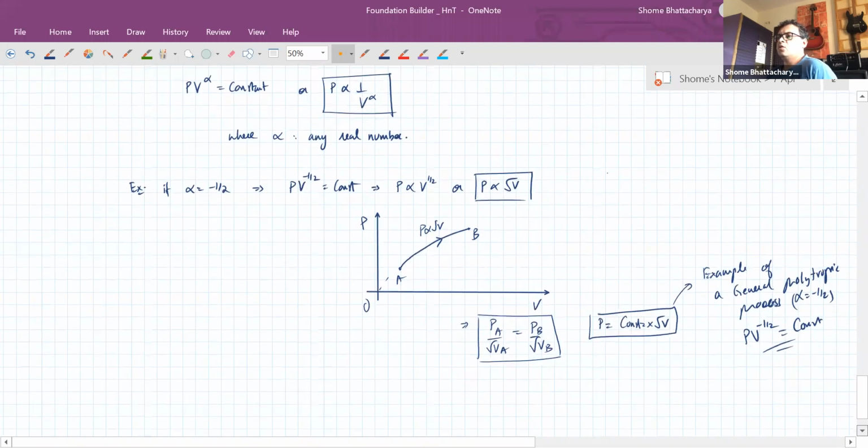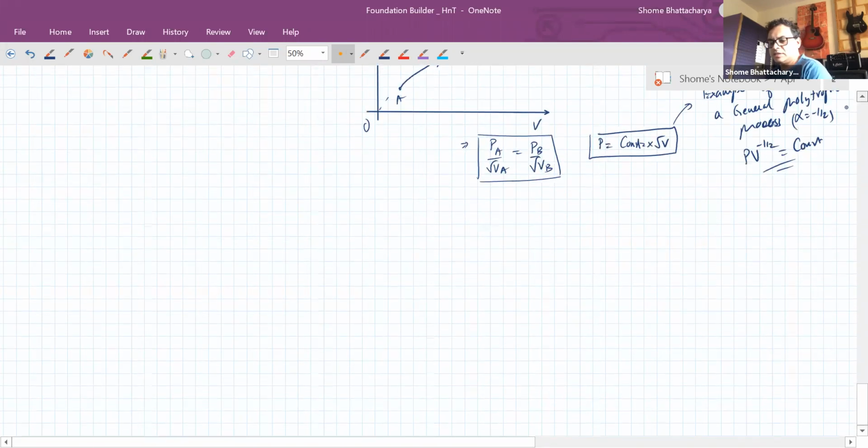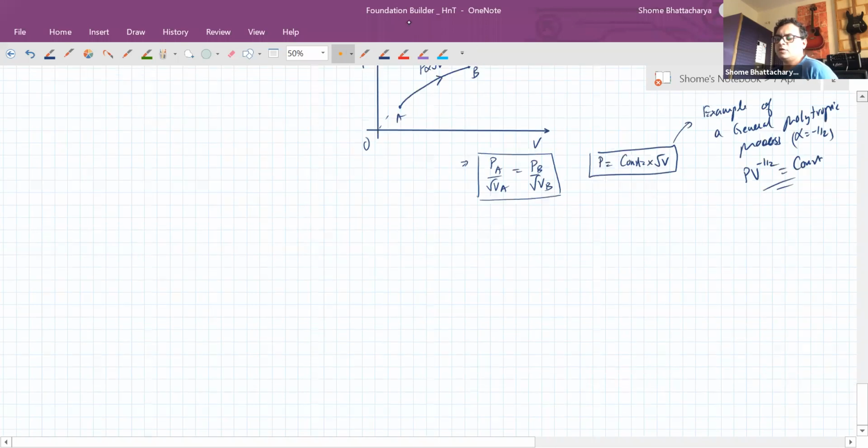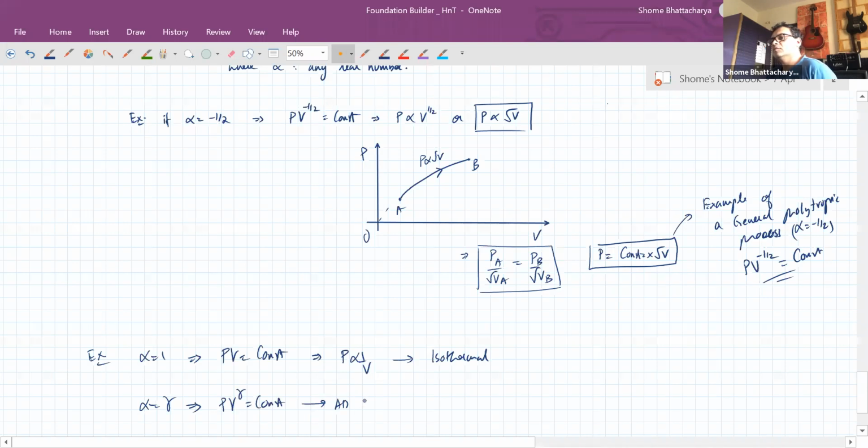Another example. See, all the particular named processes that we have, isobaric, isothermal, etc., they all come under the category of general polytropic process. We can see that because, for example, if alpha is equal to 1, that means PV is constant. So P is inversely proportional to V. This is isothermal. If alpha is equal to gamma, then PV to the power gamma is constant. So this is adiabatic.